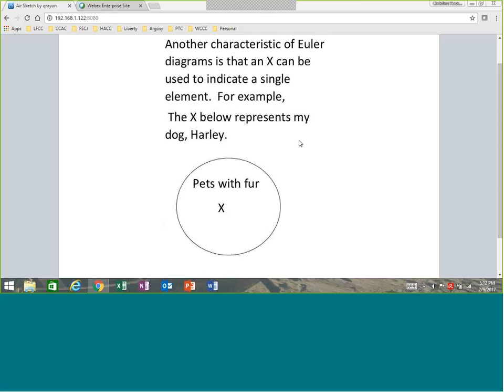Another thing we see with Euler diagrams is that we use an X to represent a single element in a set. For example, if this circle represents all of the pets with fur, then the X there is representing my dog Harley, where I'm picking out just one. That X is representing just one element of that whole set, pets with fur. So in Euler diagrams, we use an X as well to single out elements whenever that makes sense to do in the situation.